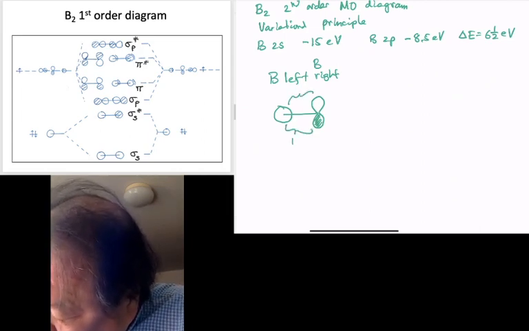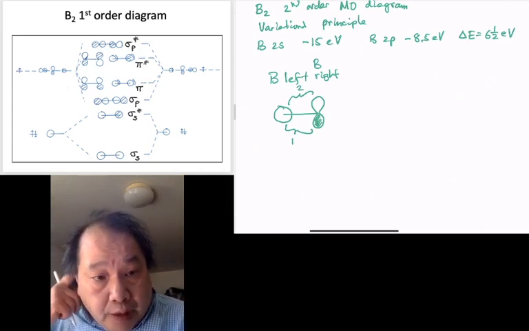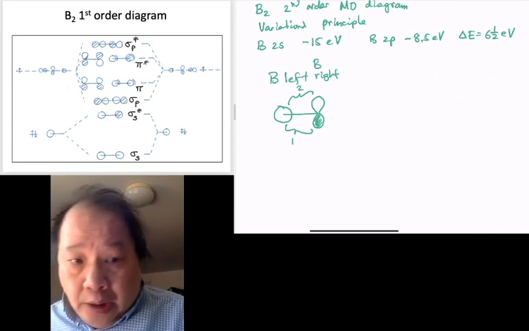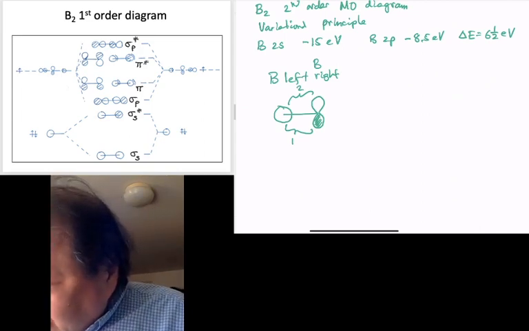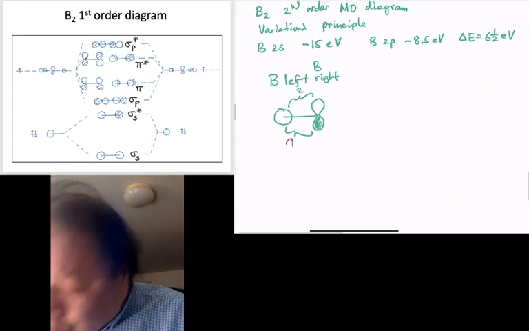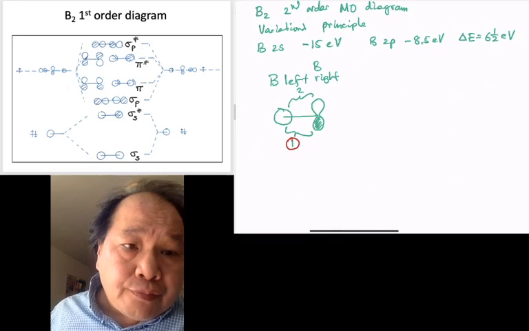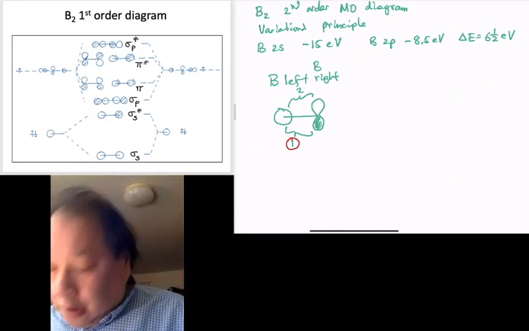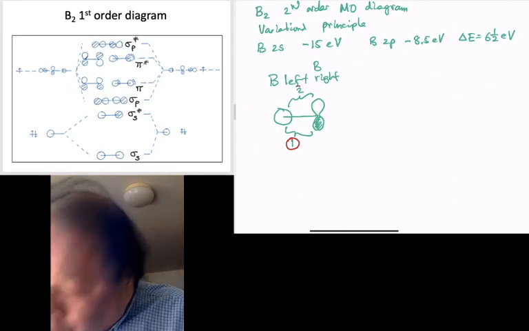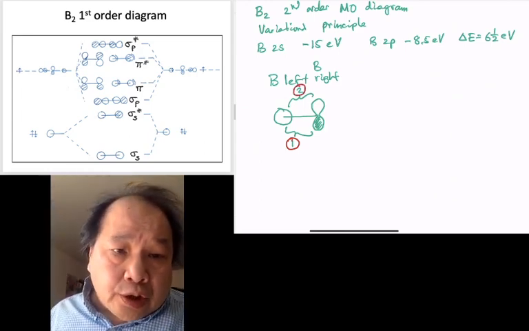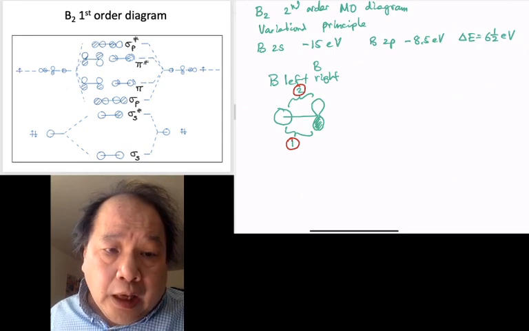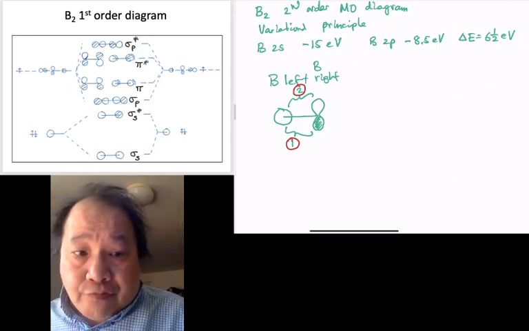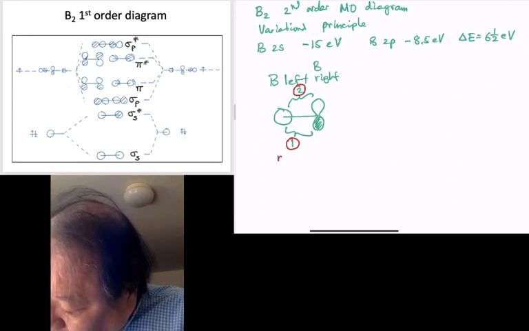This pair of interactions between the bottom lobe and the s orbital I'll call 1, the top lobe and the s orbital I'll call 2. Put in chat, is 1 constructive or destructive? And the answer is, it is destructive. 2, is it constructive or destructive? And the answer is, it is constructive. No net interaction.